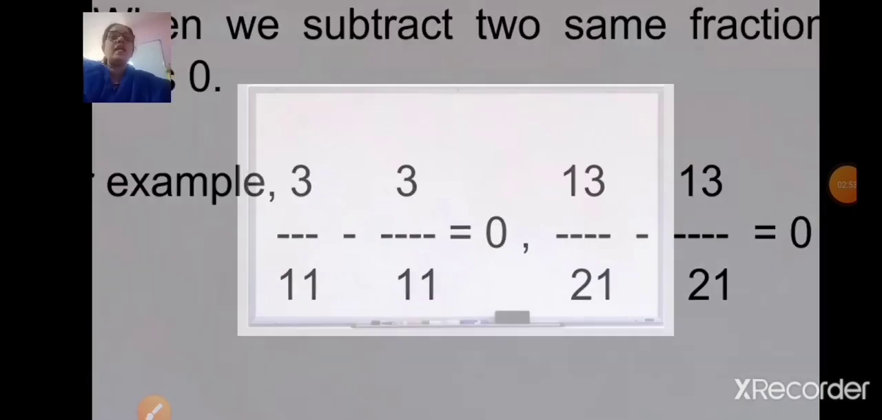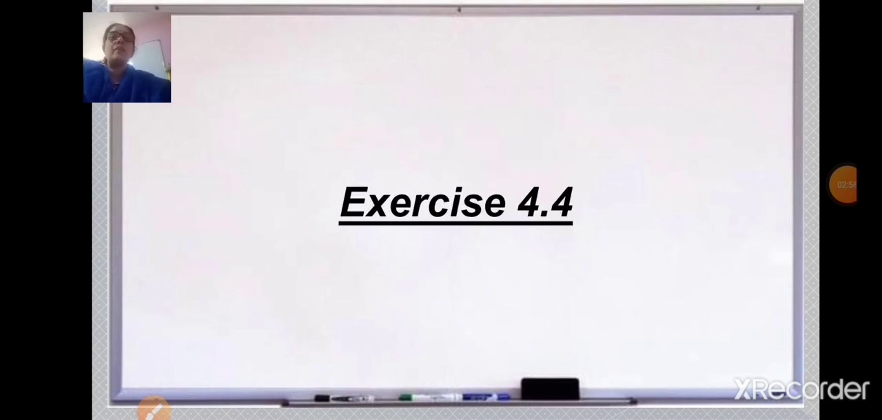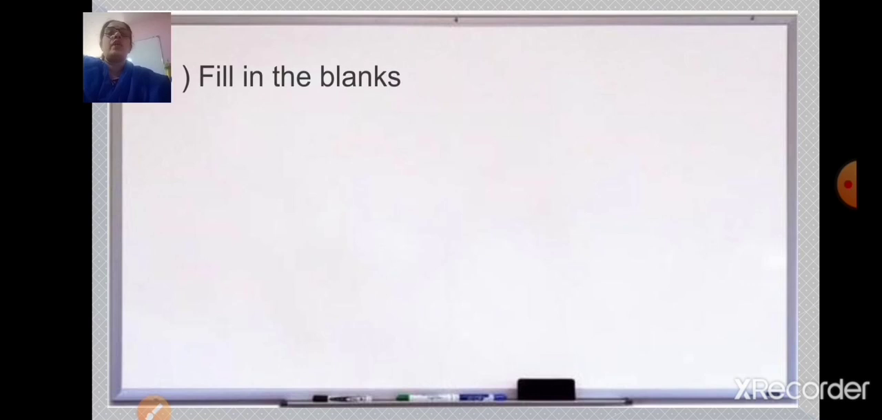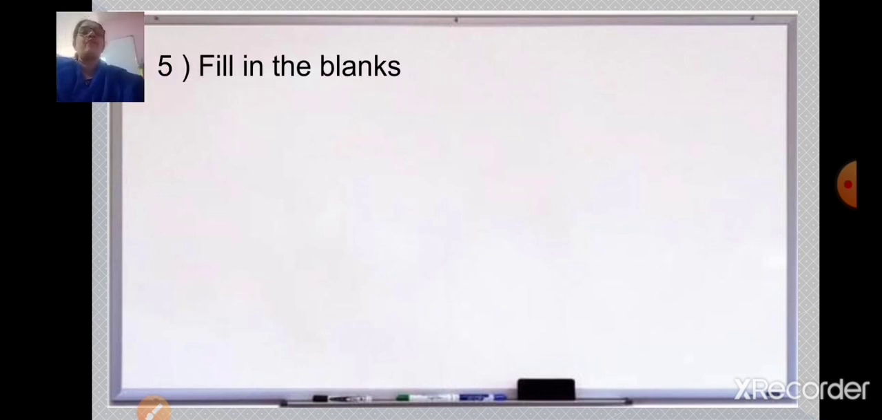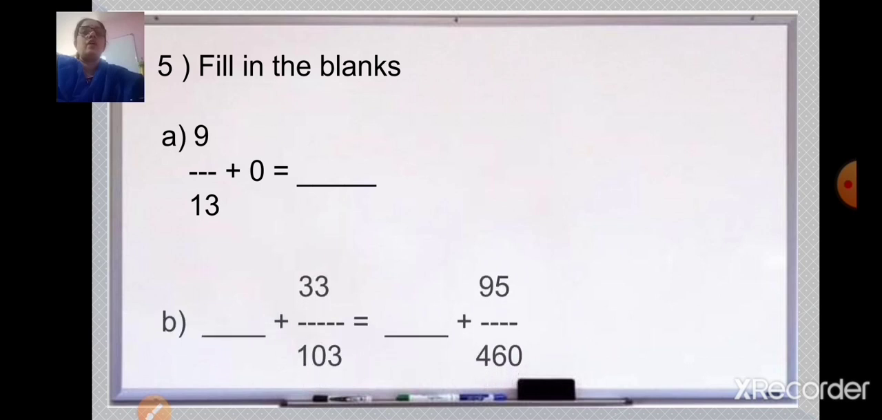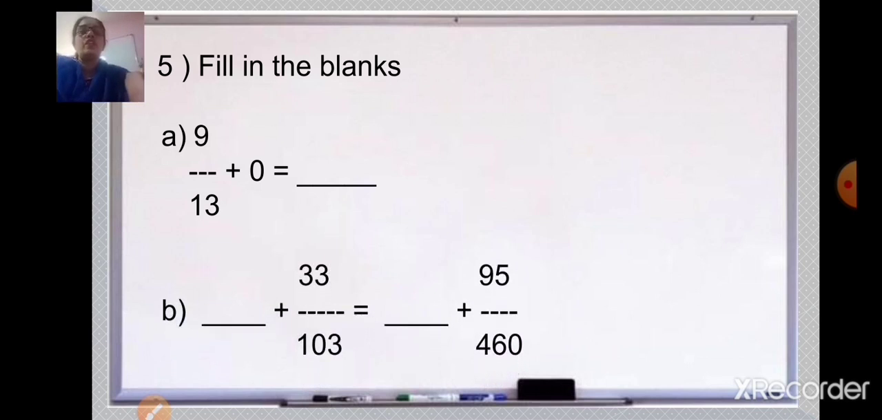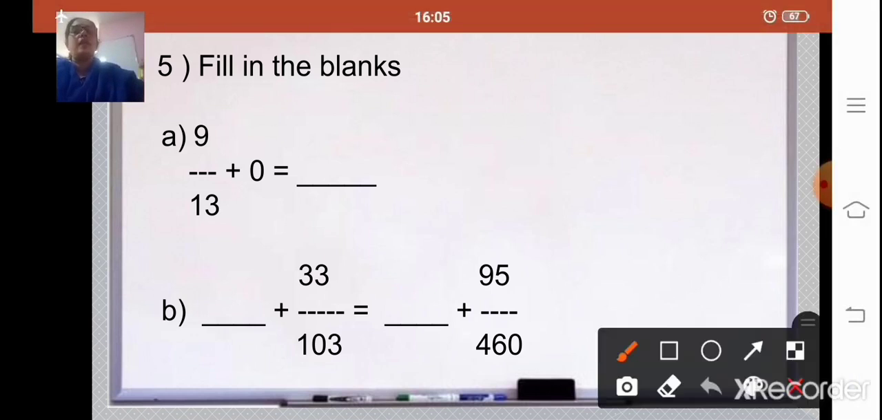Coming to the next, let us start with some exercise sums based on these properties. That is exercise 4.4. Now, filling the blanks. Here are two sums. According to the property, 9 upon 13 plus 0 is equal to what? The answer will remain the same, that is the fraction 9 upon 13. You have to just write this, take it down in your notebook.